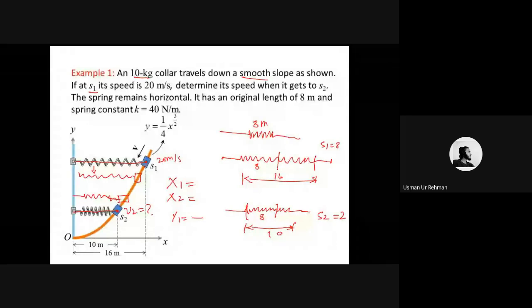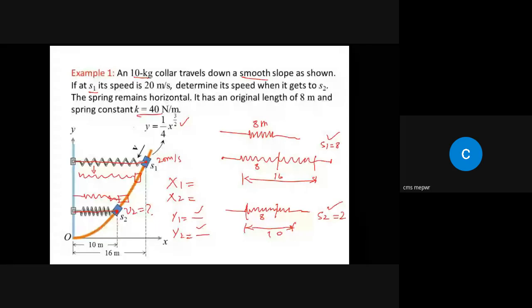Sir, we can find it out. If we put x over here, we can find out y1, right? Can we have y2? Yes, sir. Again in this equation, if we put the x value, we can find out this thing. So we found s1 and s2. Do we have k? Yes, k is also with us.